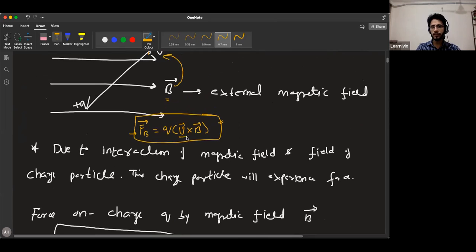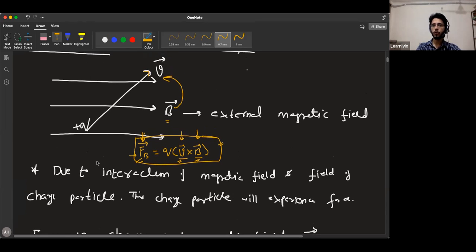Now, by looking at this expression, can you guess the direction of force? What will be the direction of force? See, the magnetic force is the cross product of velocity and magnetic field. The vector that you obtain by the cross product of given vectors is perpendicular to the individual vectors. It means this force is perpendicular to both velocity as well as magnetic field. So your magnetic force F_B here is perpendicular to v as well as the magnetic field.